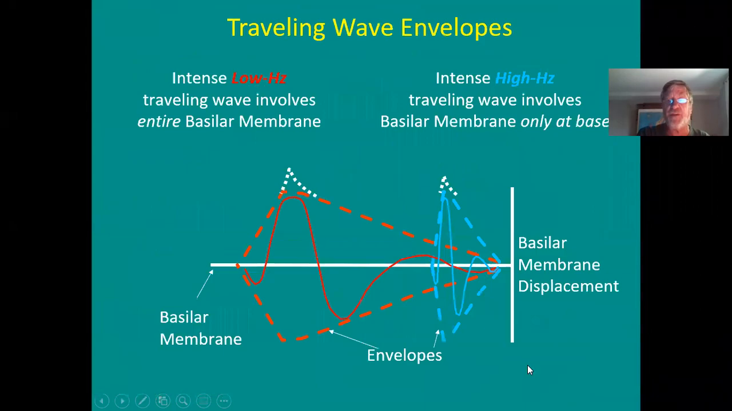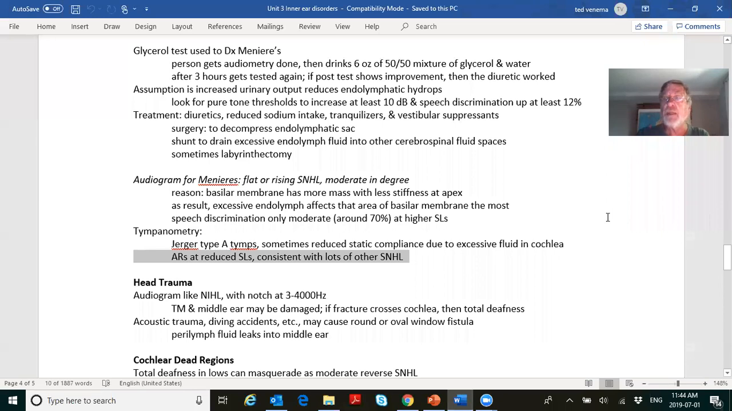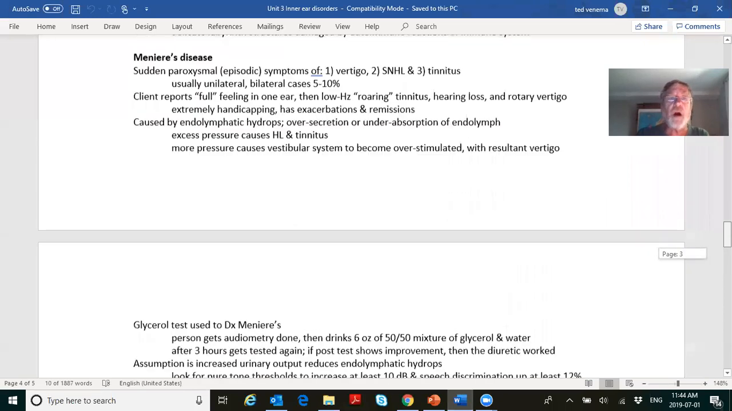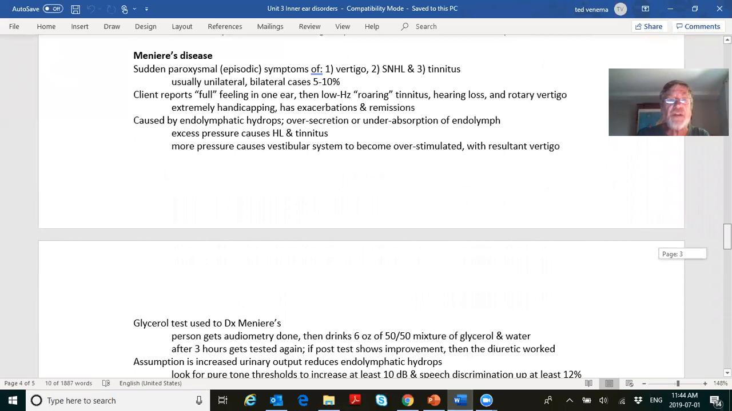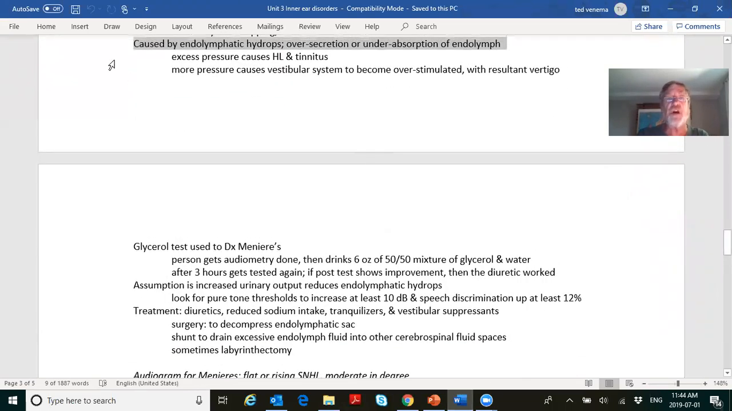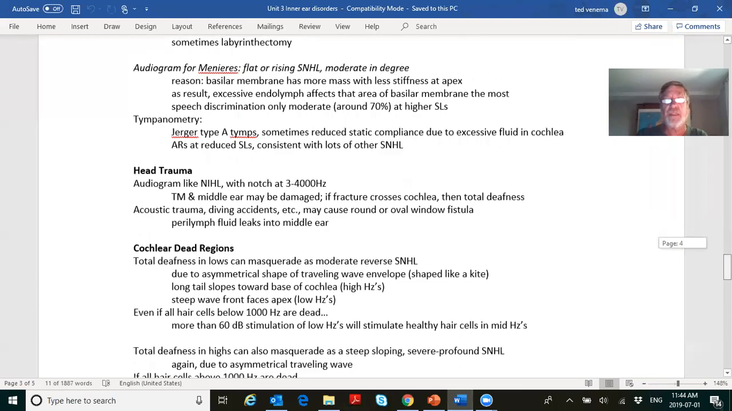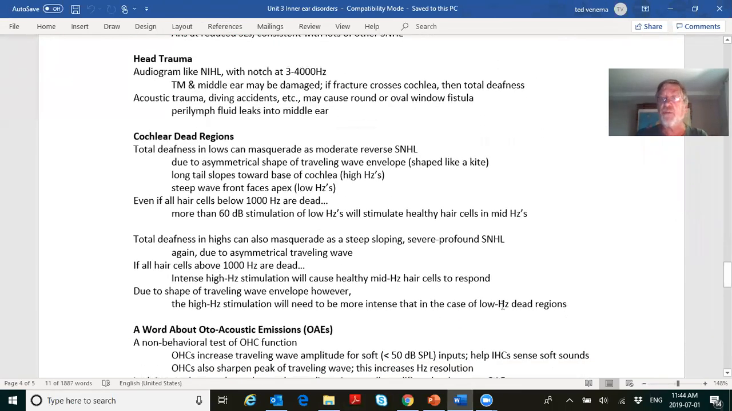Now let's finish. Let's go to our notes here and see where we are. Let's see if there's anything about the cause of Meniere's. See that? You can read it. Caused by endolymphatic hydrops. But why? We don't always know. Excess pressure causes hearing loss and ringing in the ear. More pressure causes vestibular system to become overstimulated with resultant vertigo. And just have a read for yourselves. We are now getting toward the end of this particular unit.